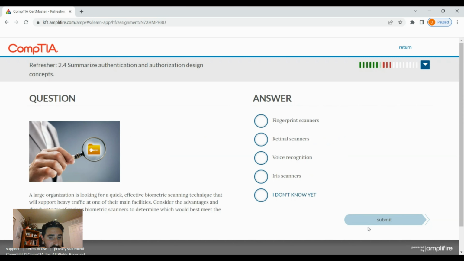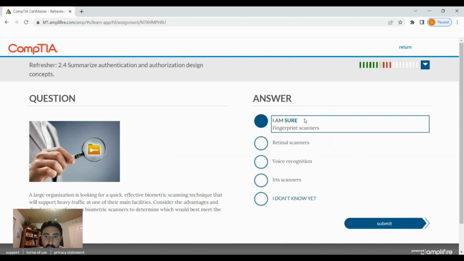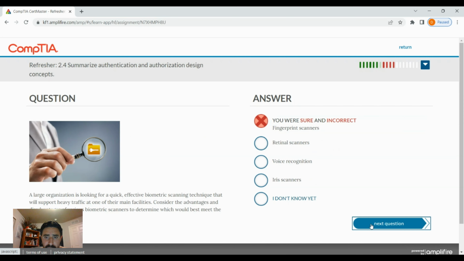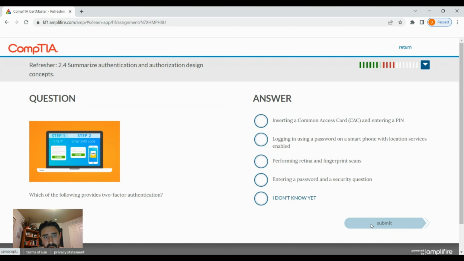A large organization is looking for a quick, effective biometric scanning technique that will support heavy traffic at one of their main facilities. Consider the advantages and disadvantages of various biometric scanners to determine which would best meet the organization's need. I would go with fingerprinting, it would be faster. No? Retinal scan? Iris scan.